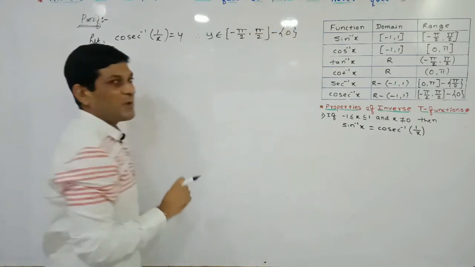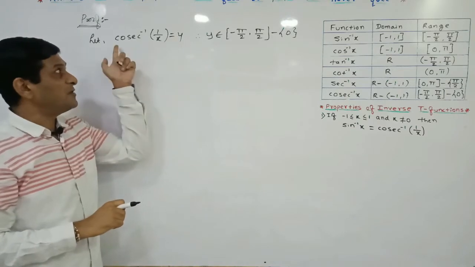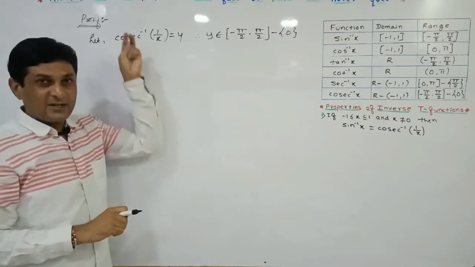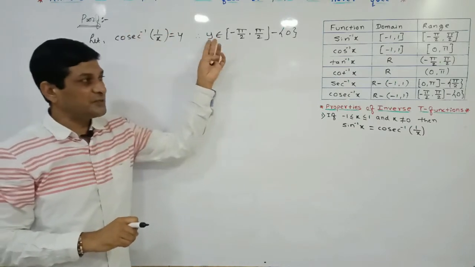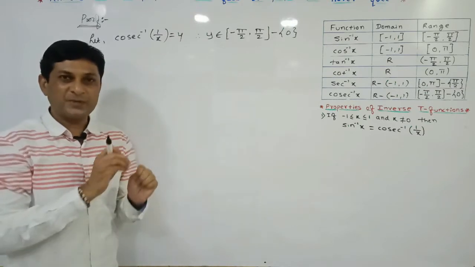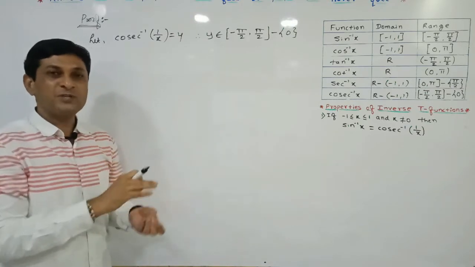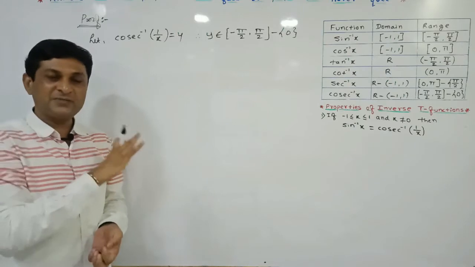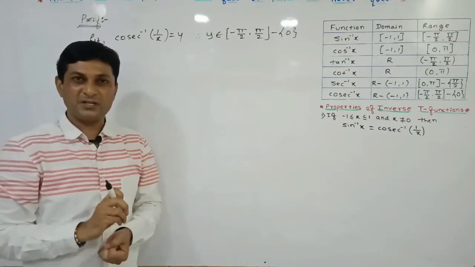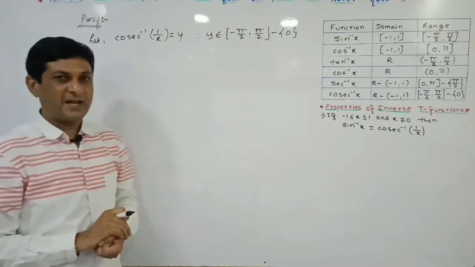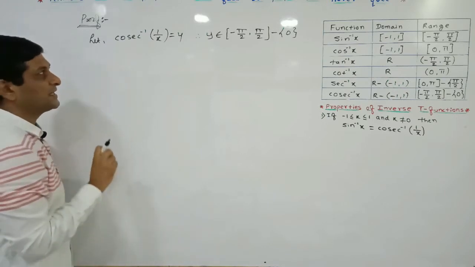If y is the value of cosec inverse of 1 by x, then definitely this value lies in its range, and the value which lies in the range and satisfies the given inverse trigonometric function is called the principal value. This definition we have already discussed in the last video.